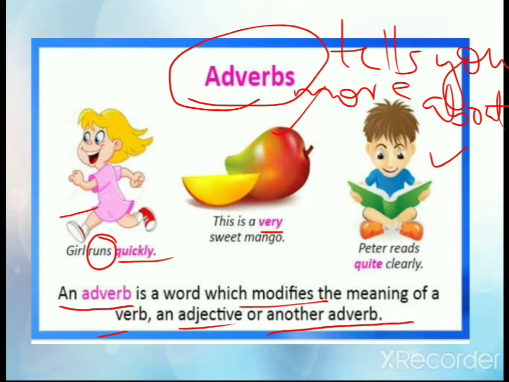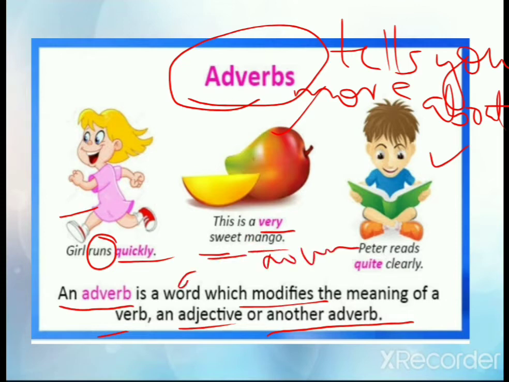This is a very sweet mango. Now you learned adjective. Adjective tells you more about noun. Adverb tells you more about verb. Right? So now adjective tells more about noun, means noun over here is mango. Right? A naming word, name, place, animal, thing, right? So it's a thing, mango, fruit, right? So mango is a noun.